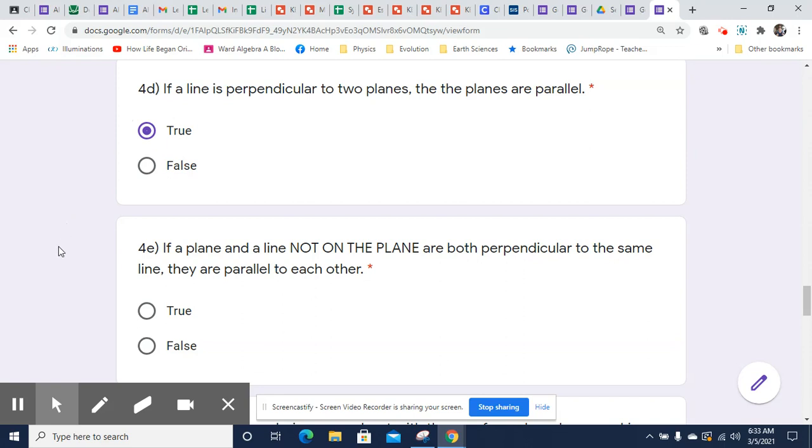That is true. If a plane and a line not on the plane are both perpendicular to the same line, then they are parallel to each other. That is going to be true. So a plane and a line not on the plane that are perpendicular to the same line will be parallel to each other.